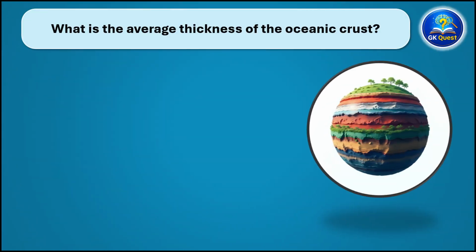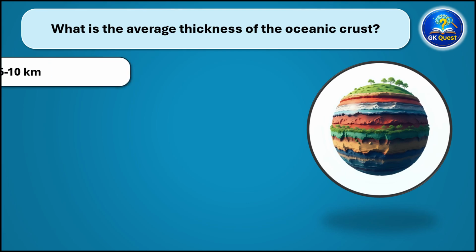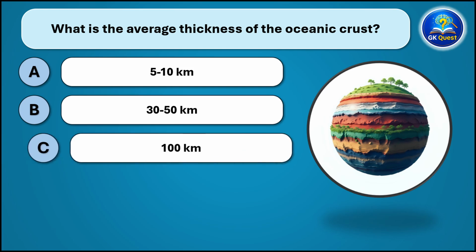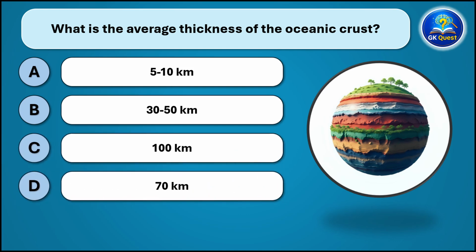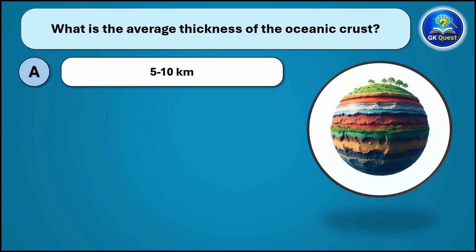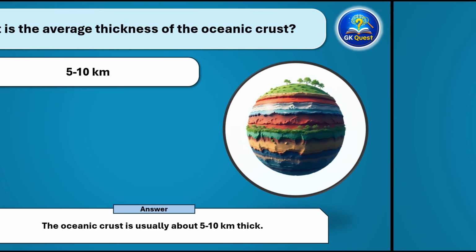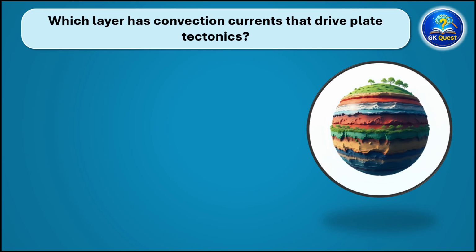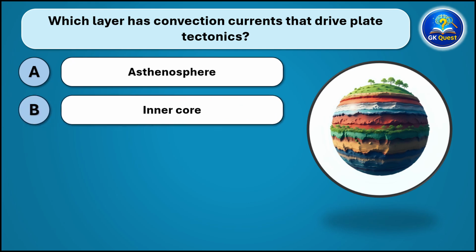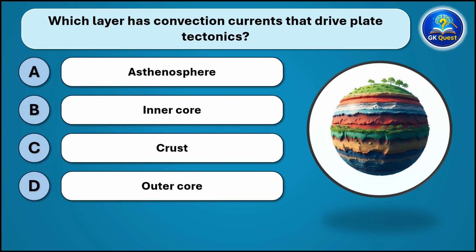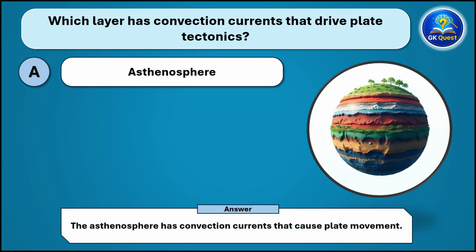What is the average thickness of the oceanic crust? The oceanic crust is usually about 5–10 kilometers thick. Which layer has convection currents that drive plate tectonics? The asthenosphere has convection currents that cause plate movement.